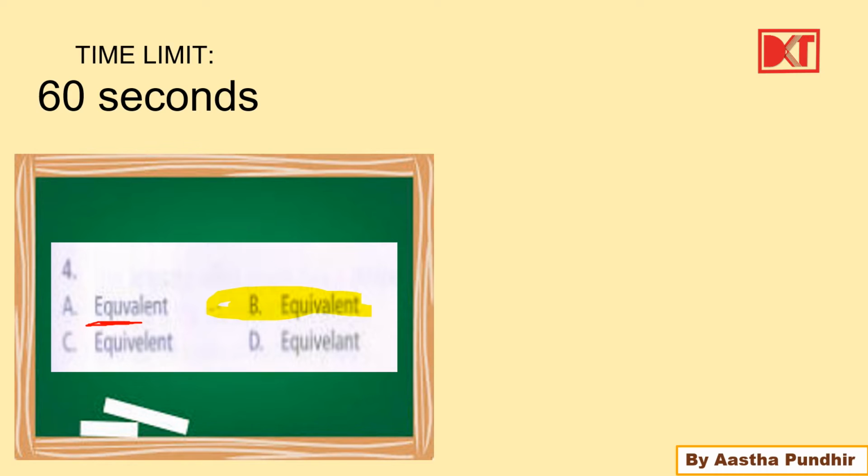Here it is QU. Here it is VEL, which is incorrect. D. It is equivalent. It is VEL. All right.